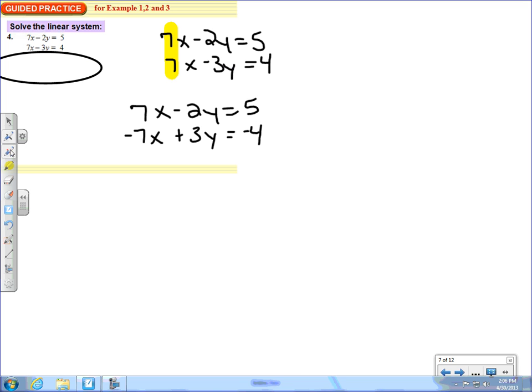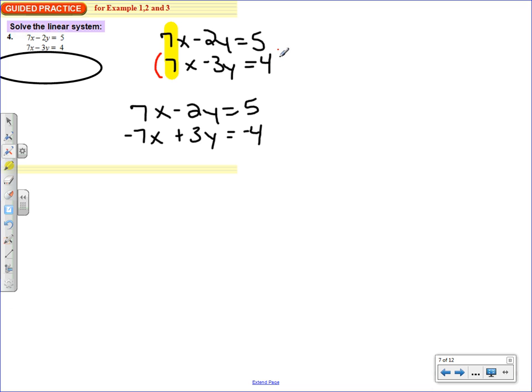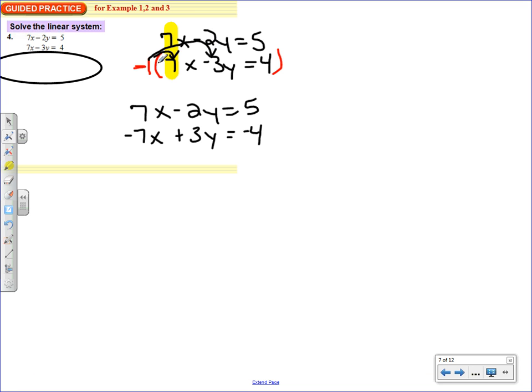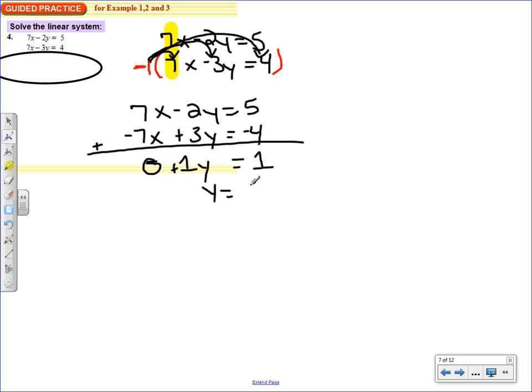Before I continue, I want to explain what I just did. I subtracted this entire expression by distributing, if you recall the distributive property, a negative 1 over everything inside the parentheses. So now that I've rewritten it, we are actually adding. So 5 minus 4 would be 1. Negative 2y plus 3y would be 1y. 7x and negative 7x would be 0. So simple answer here, 1y equals 1, so the value of y is 1.